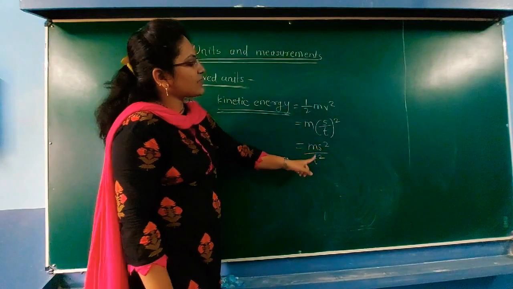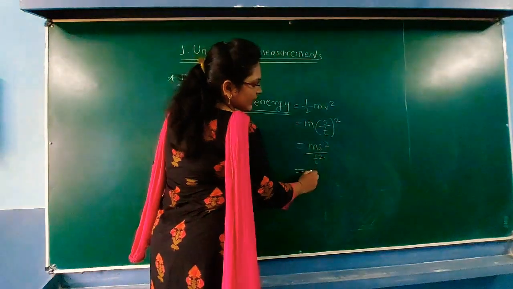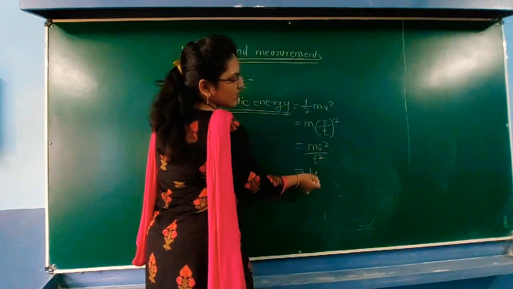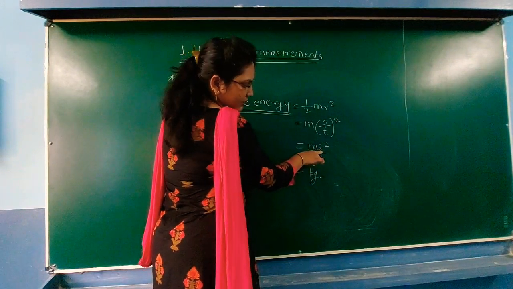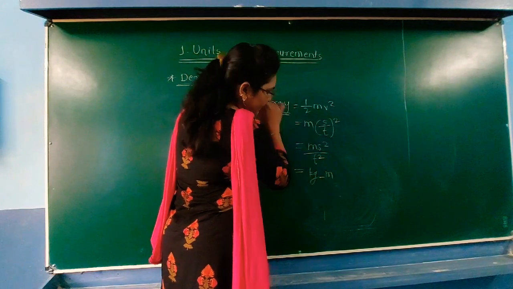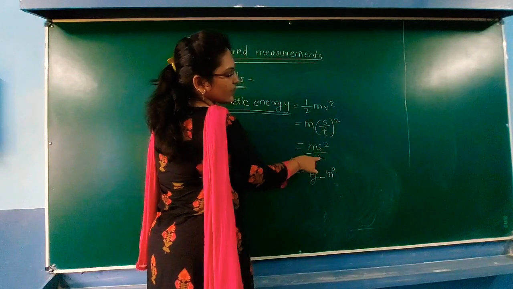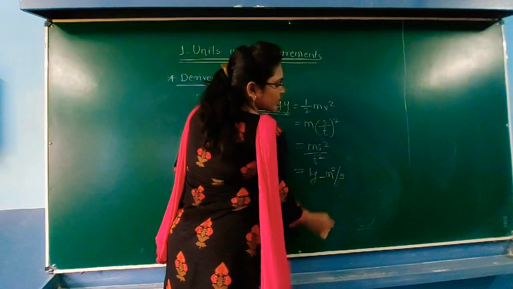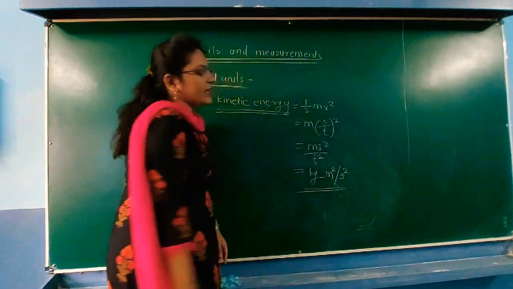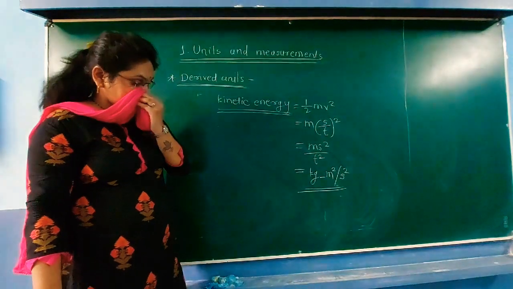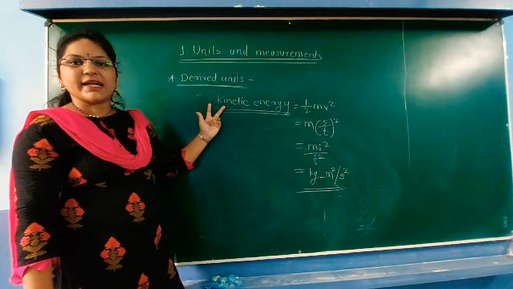Now here length, mass, time, these three are fundamental quantities. So we can write the SI unit: mass has SI unit kg, into s, meaning length. Length has the unit meter, so kg into meter square, and upon t square, meaning time square. Time has SI unit second, raised to 2. Then the unit will be kg into meter square per second square. Kg into meter square per second square is the unit of kinetic energy.